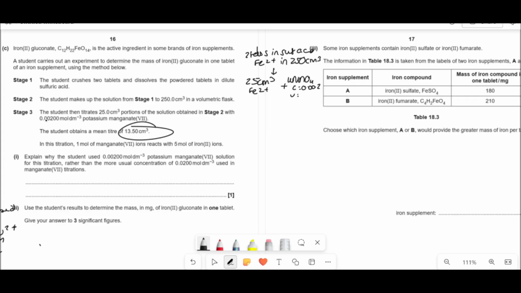People dive in and say, oh, that must be the volume of this or whatever. And it's like, no. Hello? The student gets a mean titer of this. They've titrated 25 centimeters cubed of the Fe2+ with this. The mean titer is the volume of this, which is why you must do this every time. There's no other excuse, no other way.